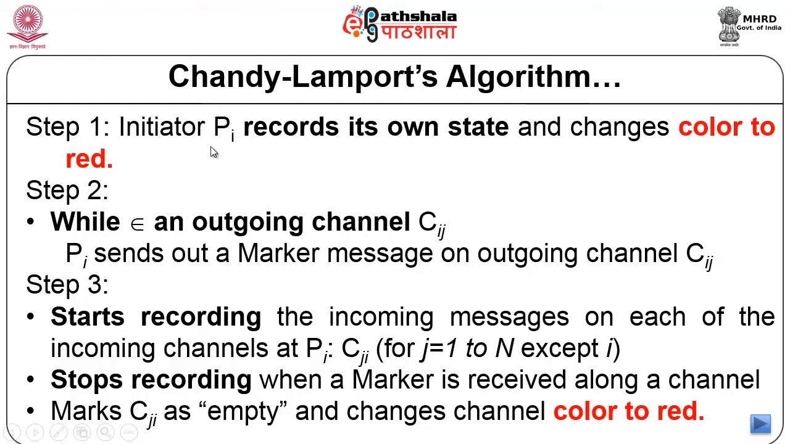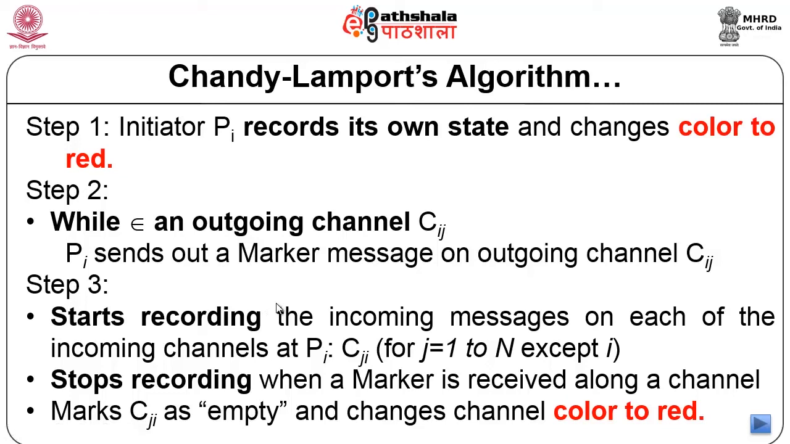I have an initiator which initiates the recording, and it first records its own state. So far, how many messages have been received and sent is recorded along all its incoming and outgoing channels, and it changes its color, indicating that I have recorded so far, and then it sends a marker along all its outgoing channels. Incoming channels it cannot send anything, it can only receive. Outgoing channels it can send. So, it sends a marker along all its outgoing channels, and then it starts recording now.